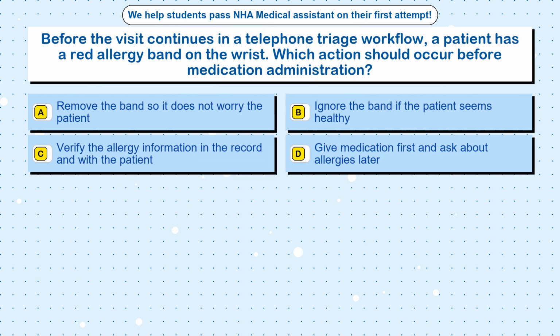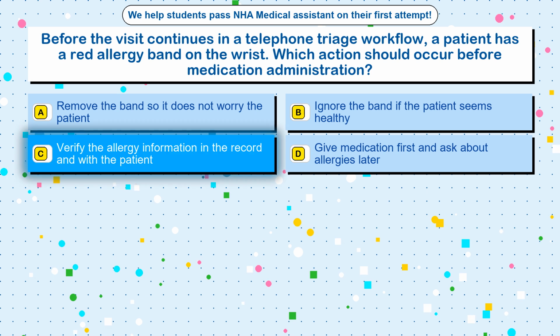Question 48. Before the visit continues in a telephone triage workflow, a patient has a red allergy band on the wrist. Which action should occur before medication administration? Option A, remove the band so it does not worry the patient. Option B, ignore the band if the patient seems healthy. Option C, verify the allergy information in the record and with the patient. Option D, give medication first and ask about allergies later.